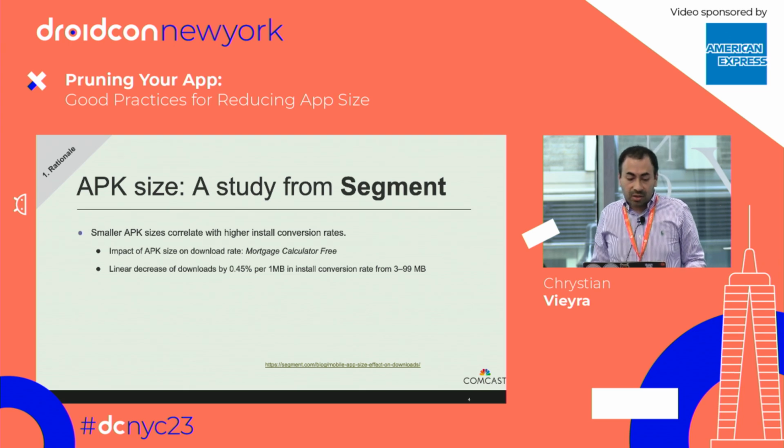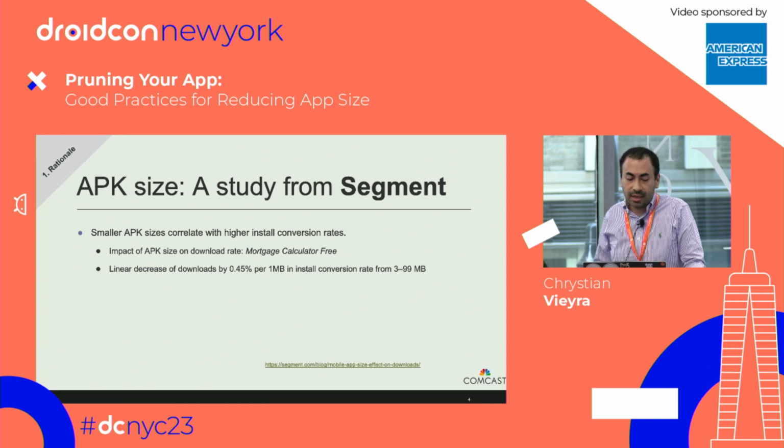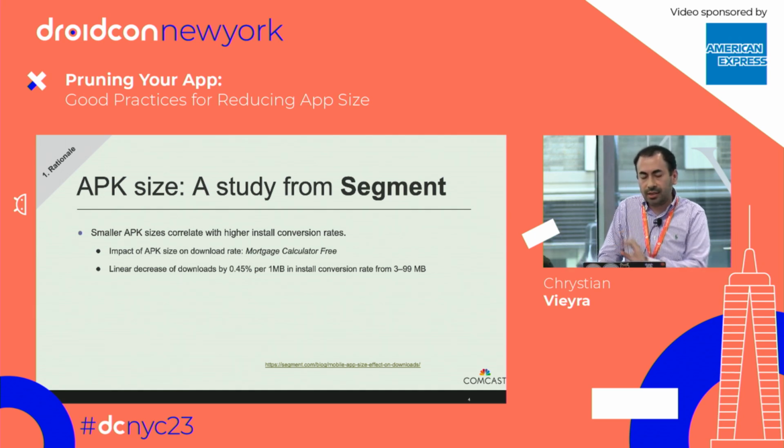I looked at many studies regarding app size and their impact on install rates, and I found this wonderful study from about 5 years ago from Segment. And they realized that smaller APK sizes correlate strongly with higher install conversion rates. They purchased an app called Mortgage Calculator, and in this app, they artificially increased the size to measure conversions for installs. And for each megabyte, they saw a linear decrease of downloads when they went from 3 megabytes to 99 megabytes. So users clearly care about app size when downloading the app.